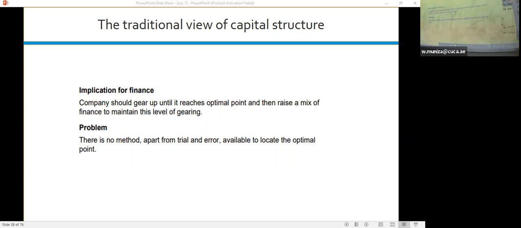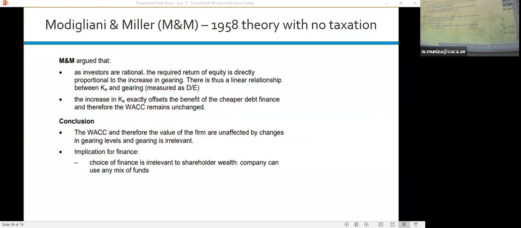Okay, what is the problem? There is no method apart from trial and error available to locate the optimal point. So what is the basic problem of this particular theory? That we do not have any other option to calculate the optimal point instead of trial and error.